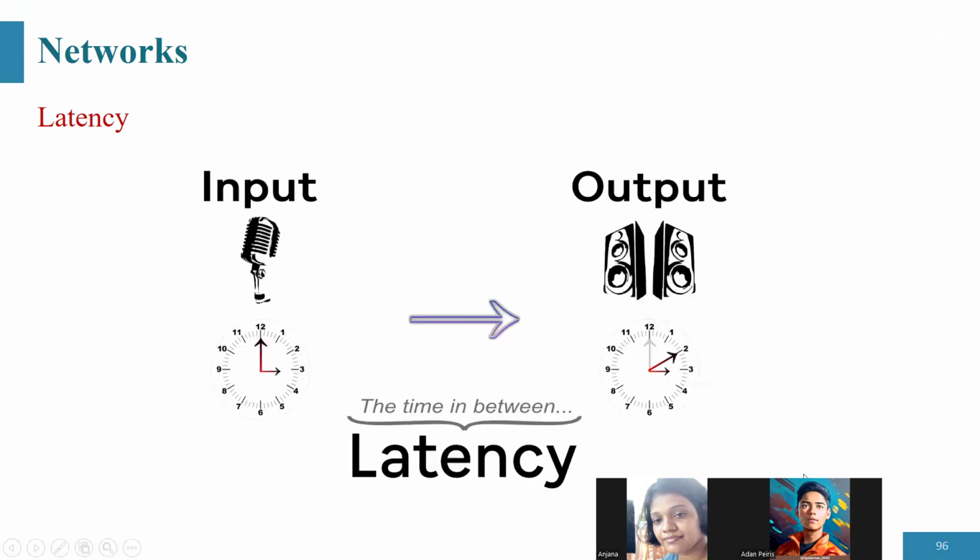Okay. Now think about input and output. Latency means input and output. Between that, how much time we take, that is latency. Time between the input and the output. It's a very simple thing, so we can recall it easily. What is meant by latency? The time taken between input and output, that is latency. Okay.